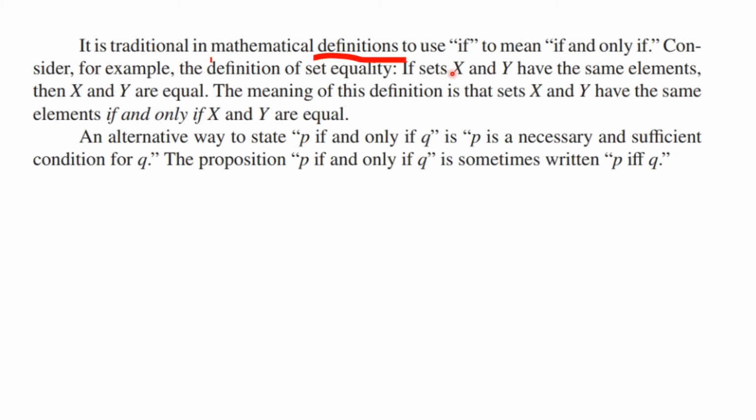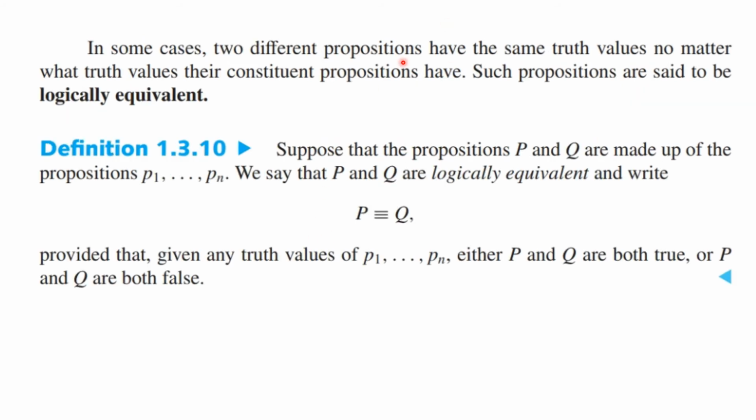Now, it's traditional in mathematical definitions, but only in definitions, not in theorems, to use if to mean if and only if. So you see, we say something is a definition if something is true, and if something is true, then it's one of those things as well. An example of this would be a right triangle. If we have a triangle with a 90-degree angle, we call it a right triangle. It's really if and only if, but this is only true with definitions.